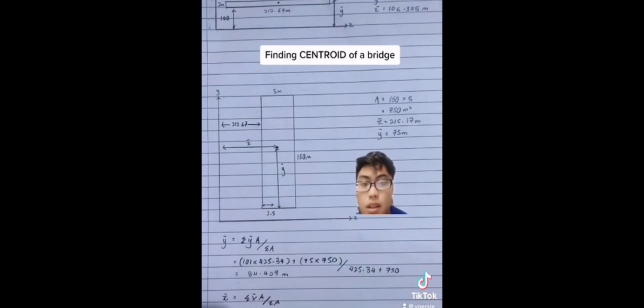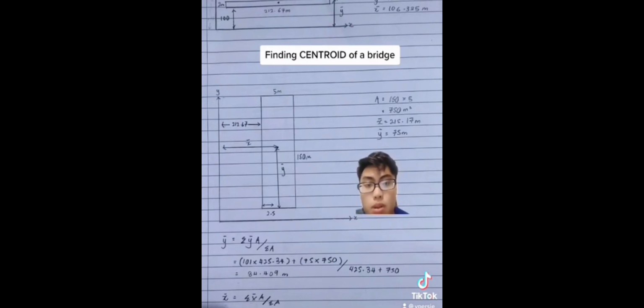And for the x bar, we add on the length of the small rectangle; we need half of the width of the big rectangle, so we get the x bar is 215.17 meter. Half of the width of the big rectangle is 2.5 meter. And for the y bar, 150 divided by 2, we will get 75 meter. To find the centroid, we should use the formula given.